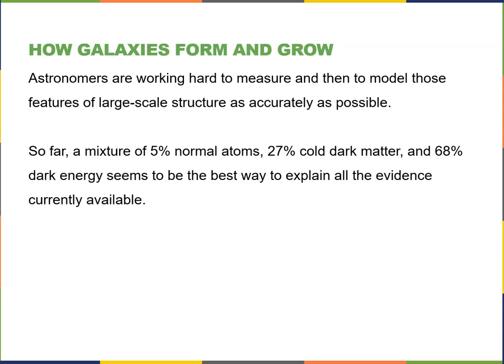So astronomers are working really hard to measure and model the features of large-scale structures such as galaxies, elliptical and spiral. And they're trying to do this as accurately as possible. So far, a mixture of 5% normal atoms, the matter we know today, 27% cold dark matter, and 68% dark energy seems to be the best way to explain all the evidence currently available. So only 5% normal atoms. That's crazy to think about.